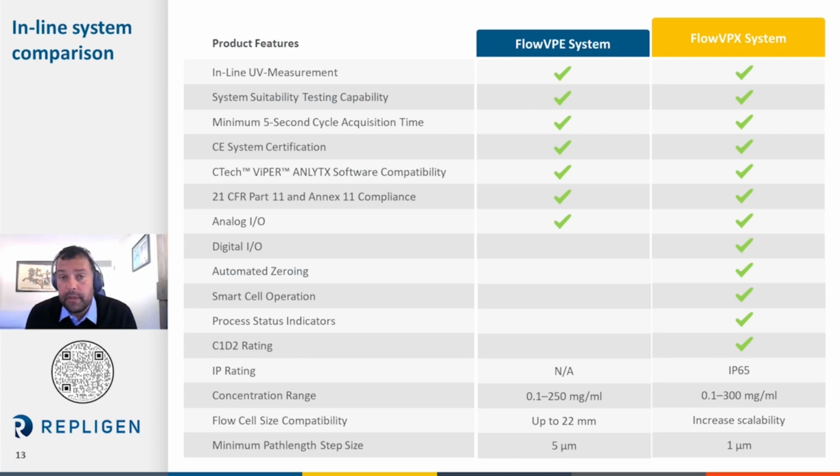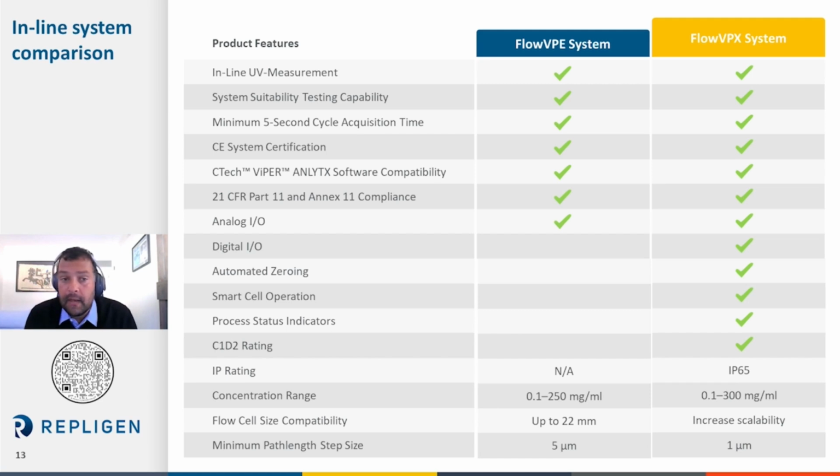For those who are familiar with the FlowVPE system, our predecessor of the FlowVPX, the FlowVPX was a new system that we came out with last year, and we made some significant improvements both in the size and the concentration range and the connectivity. So the FlowVPE system, though very capable, had a limited concentration range, which we no longer see with the VPX with a very high concentration range. It also didn't have all the options of connectivity like the FlowVPX does. FlowVPX, like I mentioned, has digital, analog, and OPC UA.